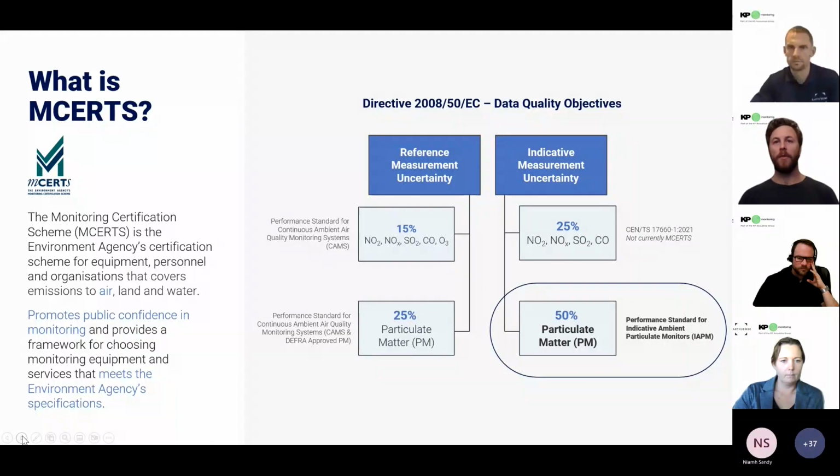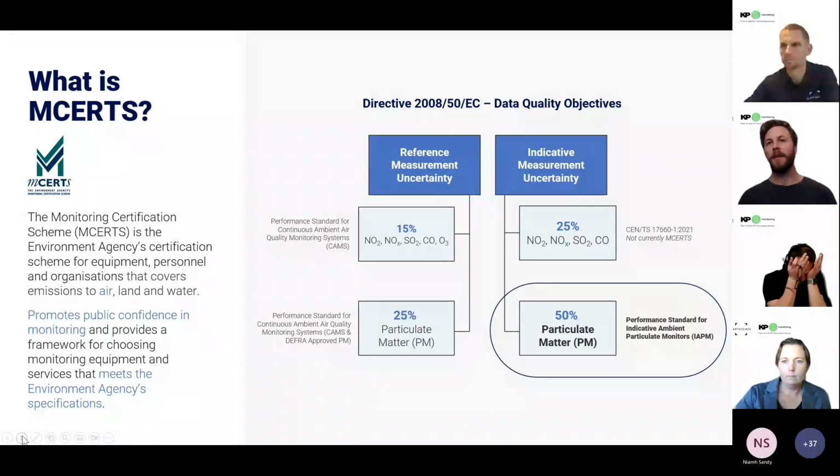And in the UK, the main one which we're looking at is the performance standard for continuous ambient air quality monitoring systems, known as CAMS. So often fixed monitoring is referred to as CAMS. And there's a small nuance that there is an additional DEFRA approved particulate matter certification. And the nuance is there are some instruments which for particulate matter are certified against CAMS, but not for DEFRA. And anyone working in that space just needs to be cautious of that.